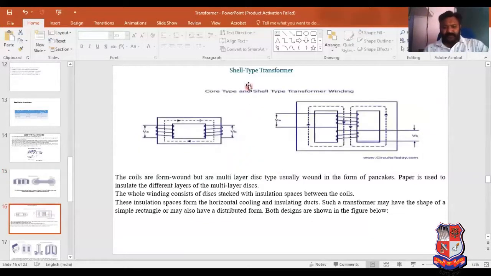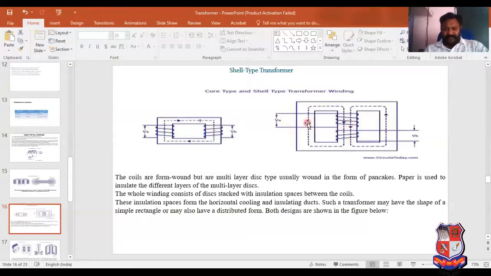Now then comes your shell type transformer. Shell type transformer has E-shaped laminated silicon steel. In that, in a single limb, primary and secondary both windings are mounted. Instead of primary or secondary, you can also say LV and HV windings. LV and HV means low voltage and high voltage.